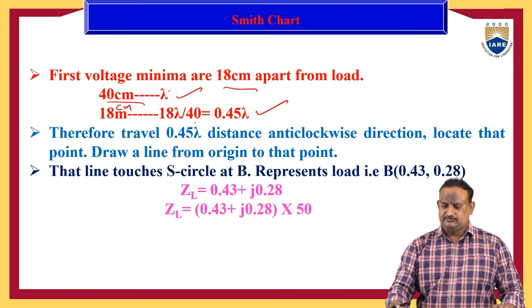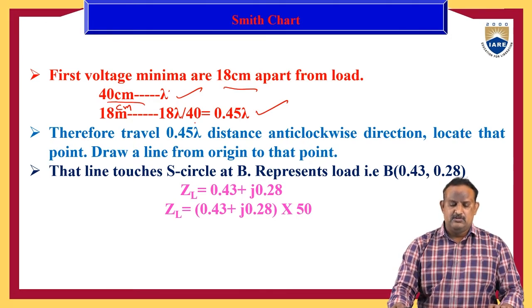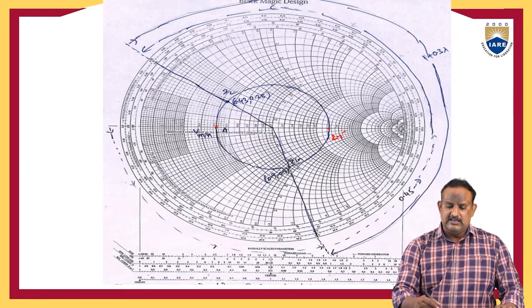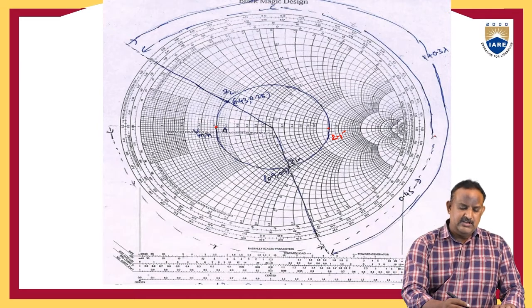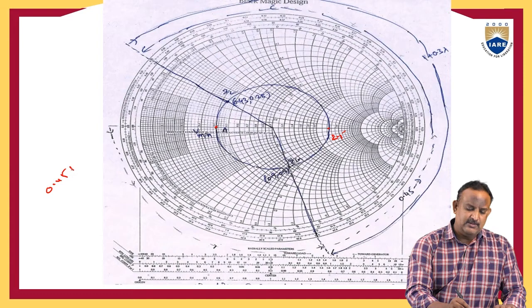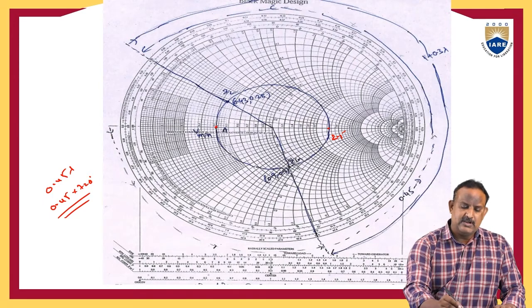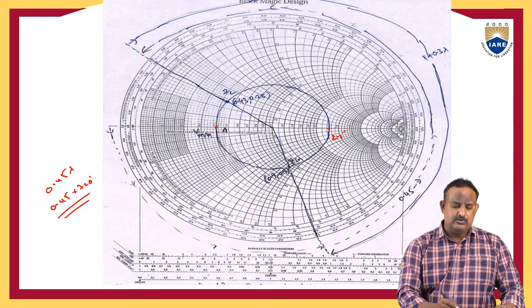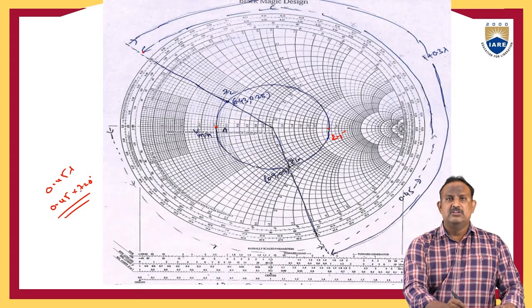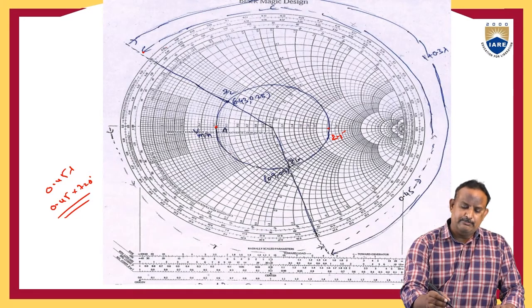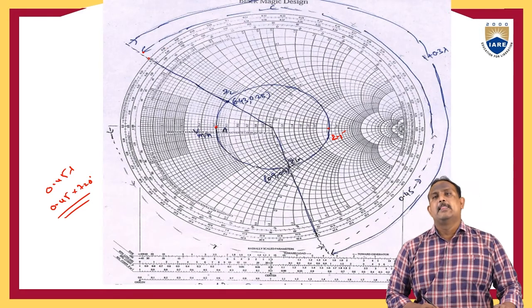So here, 0.45 lambda means we need to rotate in the anti-clockwise direction. From this point, we rotate anti-clockwise, so 0.45 lambda, therefore 0.45 into 720 degrees. So we need to rotate from this point to here, so it reaches this point. If you move this angle in the anti-clockwise direction, we move to a point here. Let us assume we move to this point.